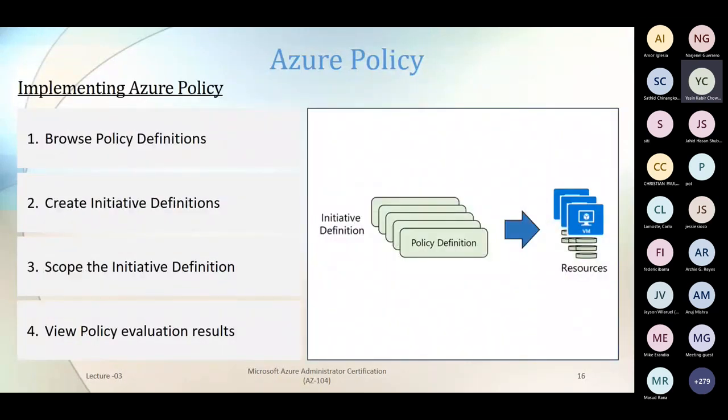So how can you implement Azure Policy? First of all, we have to browse the policy definitions. Then we will create the initiative definition, and third, we will assign a scope for the initiative definition. Last, we view the policy evaluation results. Here is a graphical representation of an initiative definition. There are a lot of definitions, so we can take an initiative of all these definitions for this type of resources. It can be VMs, it can be anything.